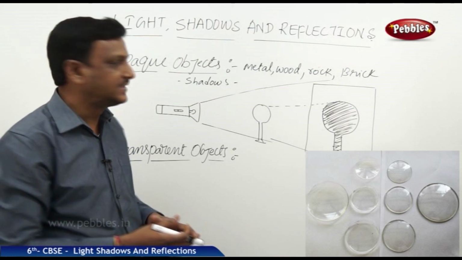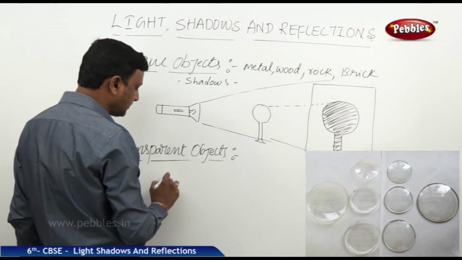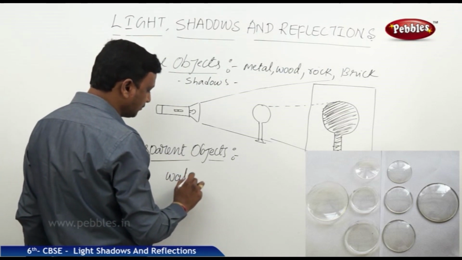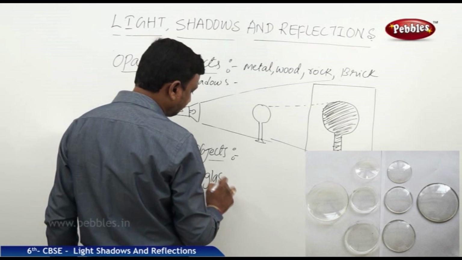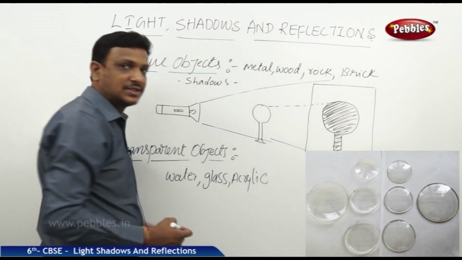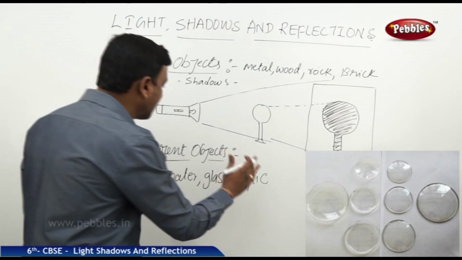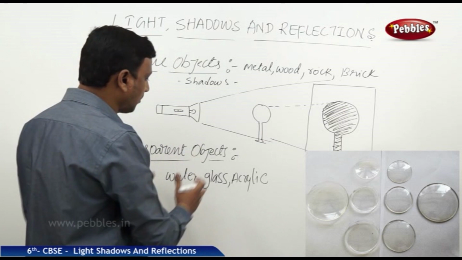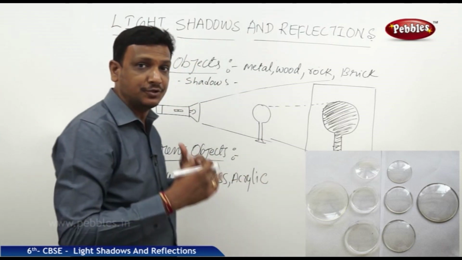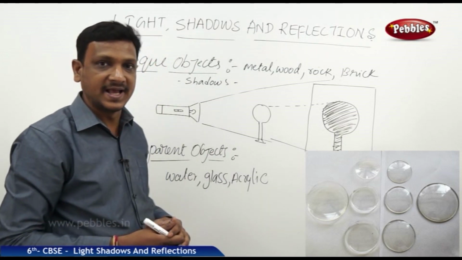Okay. Instead of an opaque object, if you keep a transparent object, what are the transparent objects? Water, glass, acrylic. These are the transparent objects, right? So if you take any transparent object, either water or glass or acrylic, and put it here, what happens? Can it cast a shadow?